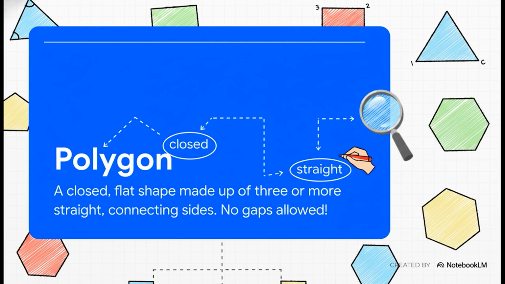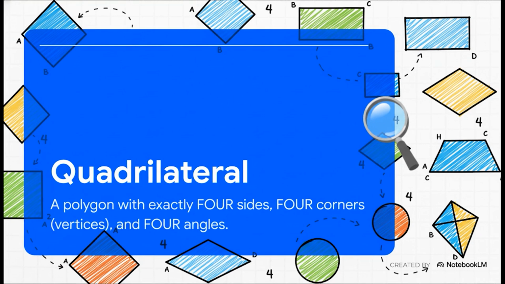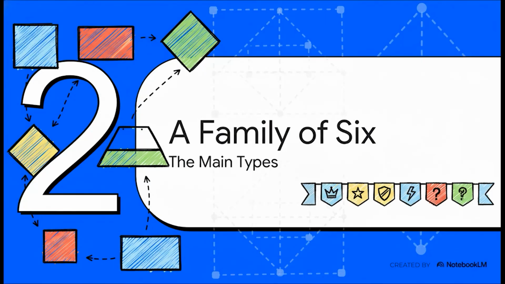The most important words there are closed, meaning no gaps, okay? And straight sides. Triangles, pentagons, hexagons, all of them are polygons. So how do our quadrilaterals fit into this picture? Well, they are just a special kind of polygon, a very specific one, with exactly four of everything. Four sides, four corners, which we call vertices, and four angles. The name itself is a huge clue. Quad comes from the Latin word for four. It's really that simple.